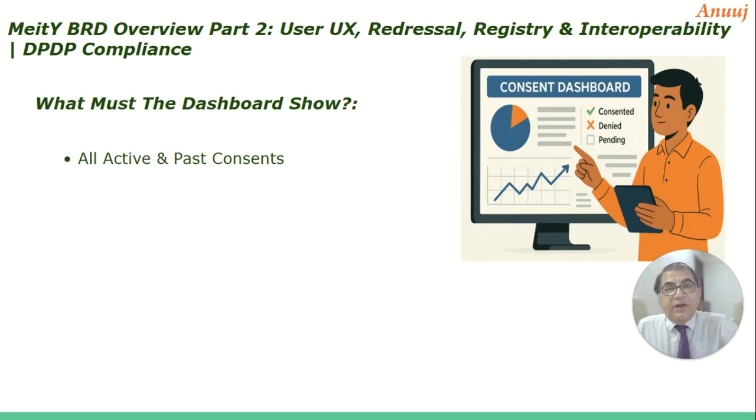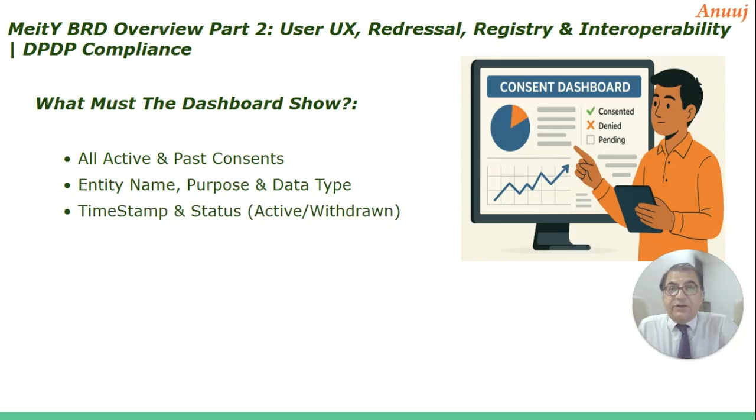So now we come on to the dashboards on the consent. What is expected out of them? They should give you the information of all active and past consents, the name of the entity, the purpose of the consent, the type of the data that was acquired, the timestamps, the status, when is the consent active or has it been withdrawn, the language of the consent and the expiry date of the consent, which is very important.